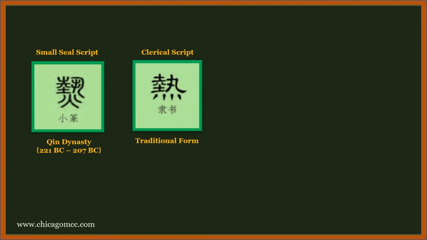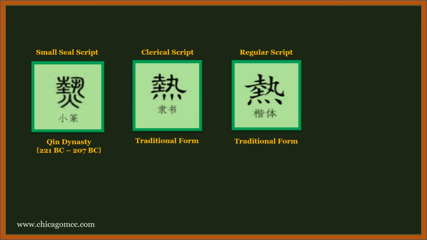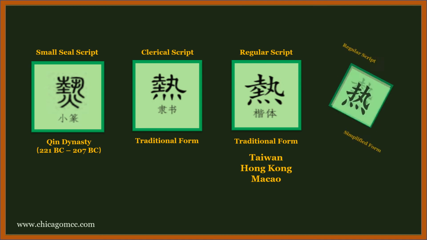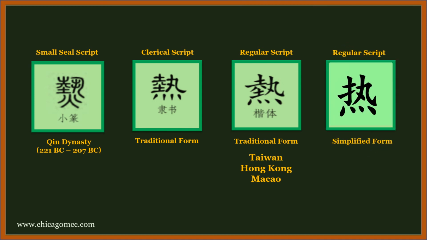Since the small seal script in Qing Dynasty, the writing forms of this character 热 experienced 2 major changes: clerical script and regular script in traditional form, which is widely used today in Taiwan, Hong Kong, and Macau. The regular script in simplified form of this character is widely used in mainland China, Singapore, and Malaysia.